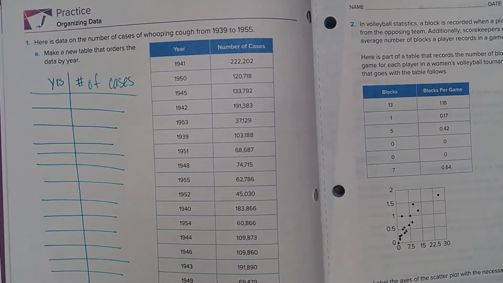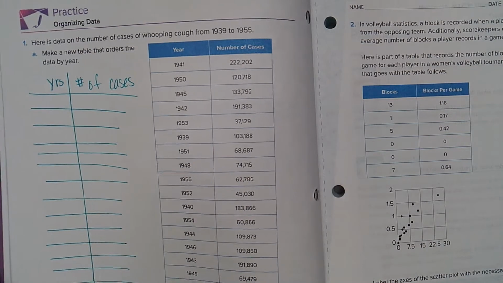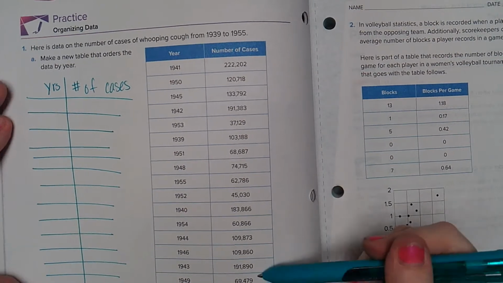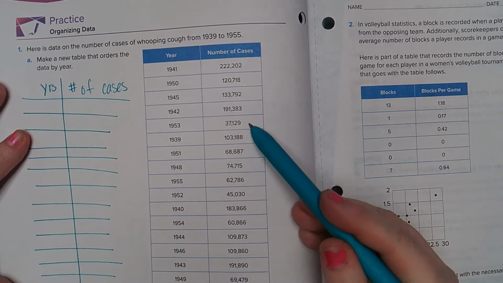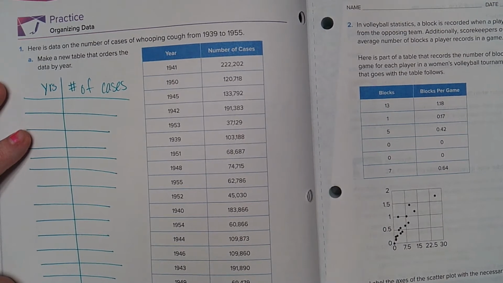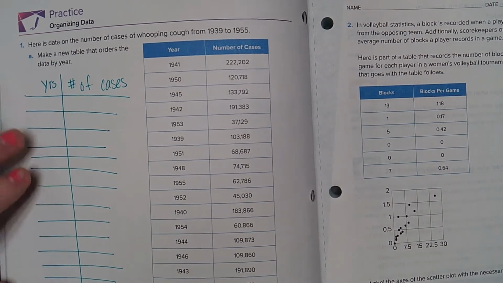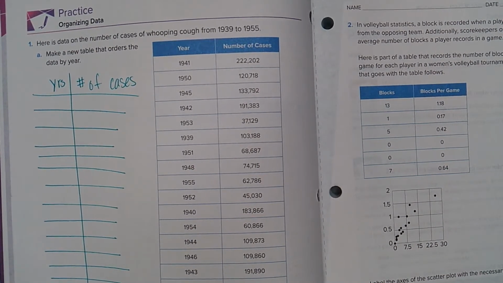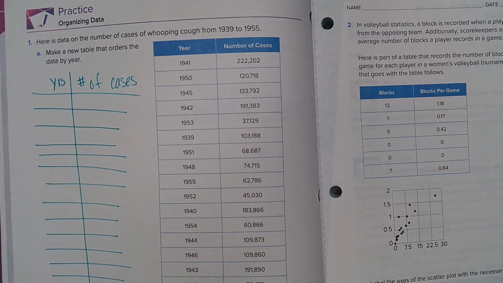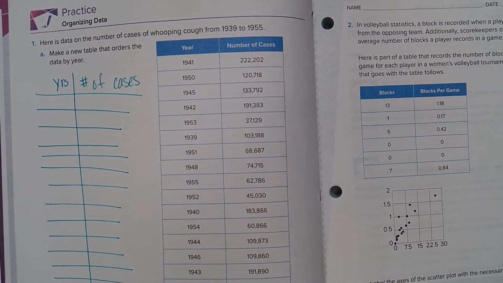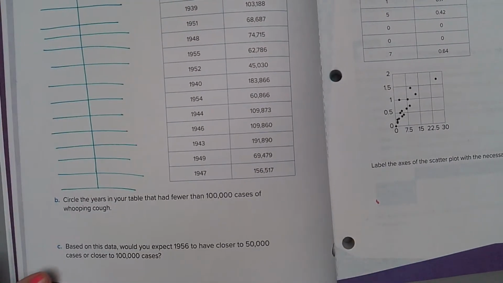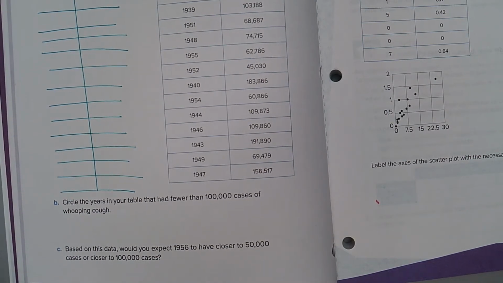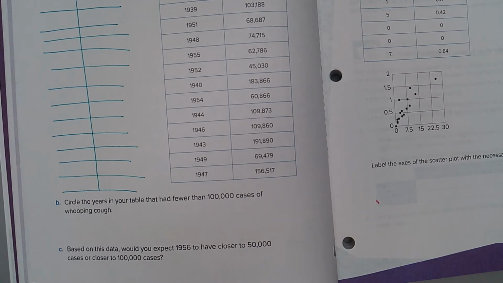Circle the years in your table that had fewer than 1,000 cases. So you're going to go through your table and you're going to circle both the year and the number of cases it had. When I look on this set, I have 1, 2, 3, 4, 5, 6, 7. You should have 7 that are circled. 7 years and cases. Based on this data, would you expect 1956 to have closer to 50,000 or closer to 100,000 cases? So you're going to have to look at, probably, 1954, 1955, and see what do those have. And then is your number going to be closer to 50 or 100,000?